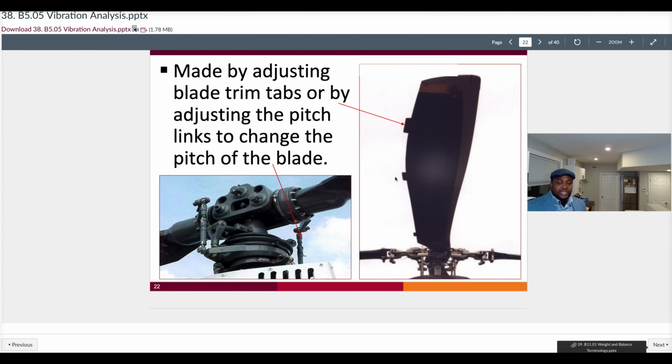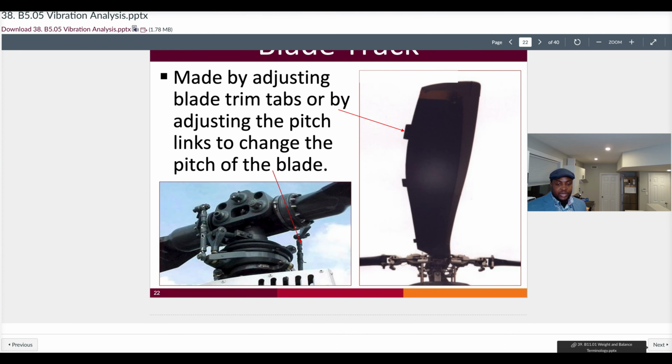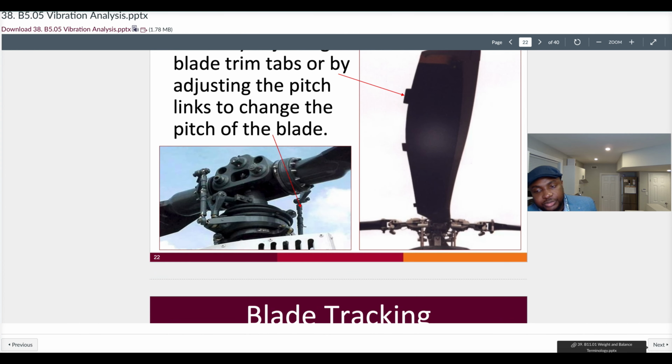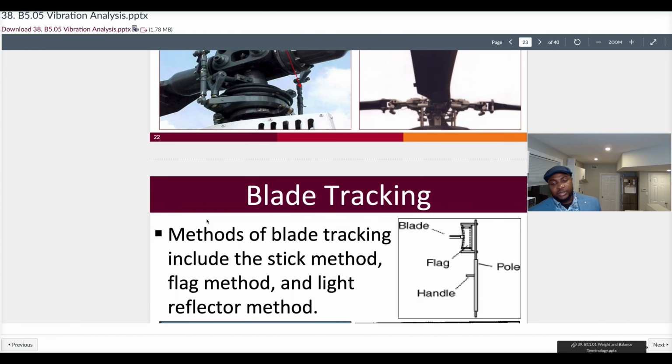Another way of doing it is actually by adjusting the length of this threaded rod that is known as the pitch links. So the pitch links feature a threaded rod that go from the swash plate assembly to the blades and help the blades feather. So in order to do this, you must first cut this safety lock wire, and now you can either lengthen the rod or shorten the rod as required to adjust the tip path plane of a given blade.